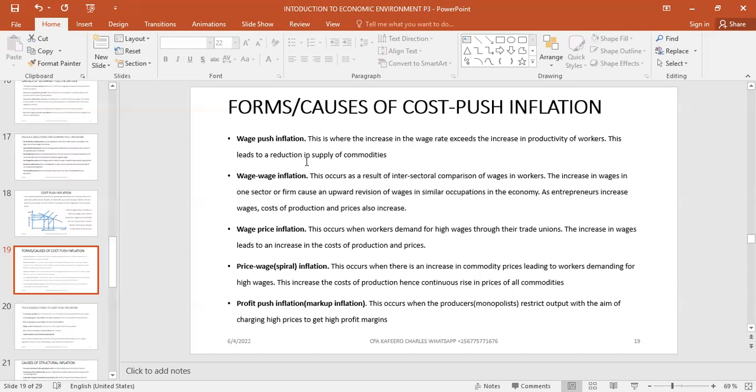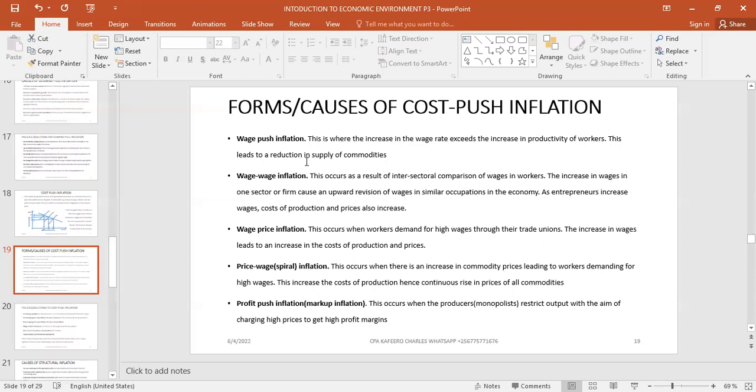But remember, this one is as a result of the prices, meaning if the prices are high, then it will cause workers to ask for more wages or for an increment in their salaries. The last one we can talk about is the markup. The markup inflation or the profit push inflation.